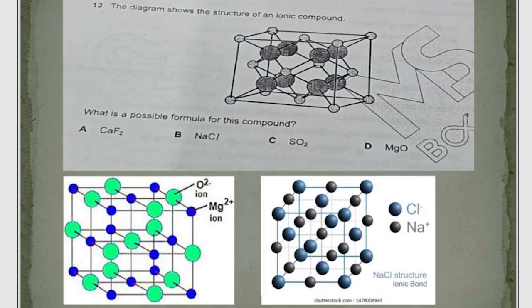Look at this structure. What is the possible formula for this compound? So this is the formula of an ionic compound. So we are not going to consider SO2. Now we are going to have a look at NaCl and MgO. I have pasted some of the diagrams for the MgO and NaCl. There is an equal symmetry along with the atoms, because one atom is going to attract another one. But here it is a little bit different. So it will be odd in, even out if you switch towards this technique, and you will get the answer CaF2.